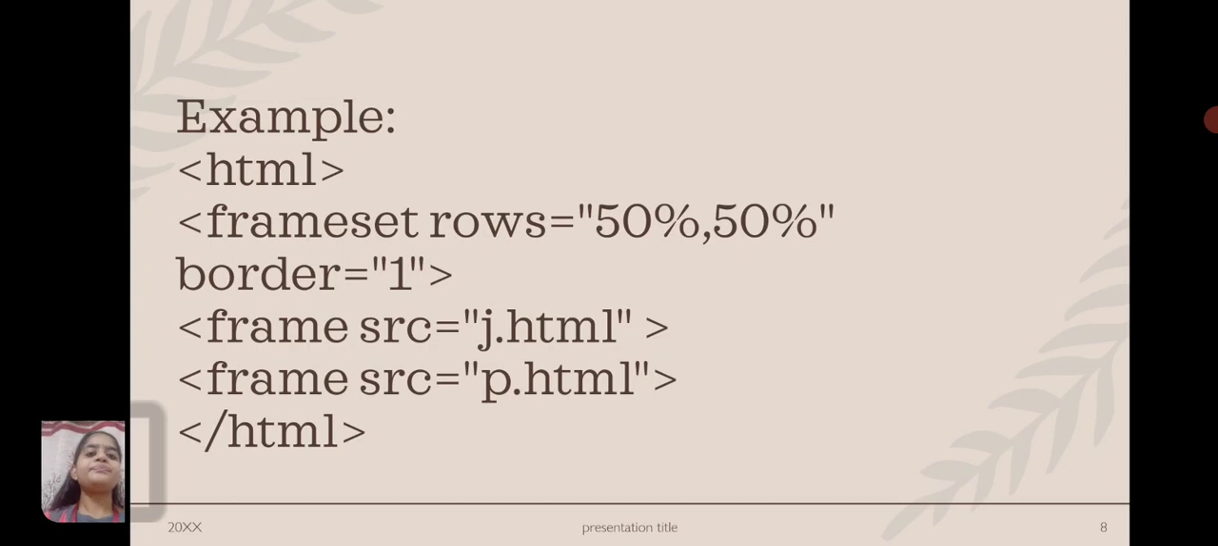Here I took frameset rows equal to 50%, 50%. It means the web page will be divided horizontally. The upper part will have 50% and the lower part will have 50%. Border equal to 1 means we will have a border between the upper part and the lower part. On the upper part I want to display some content, so I created another web page called j.html. To display that we use frame src, and in this src we gave the location j.html.